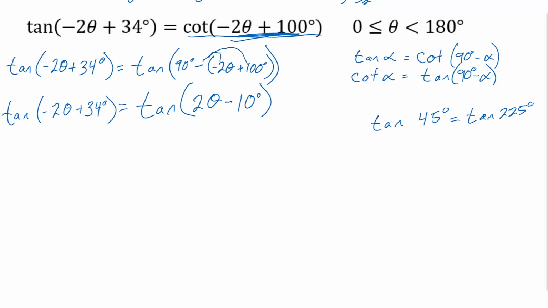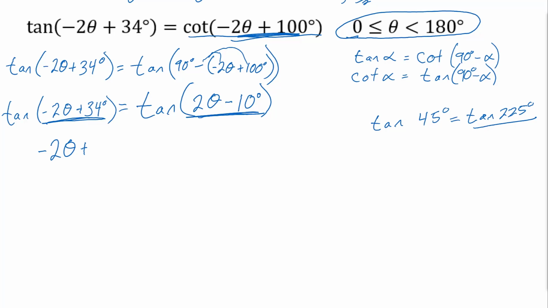So this next trick I'm going to use would not work if it weren't for the restriction that they gave us. They said everything has to be between 0 and 180. And if the angle is between 0 and 180, there's only one angle for each tangent value. Notice this tangent 225 is outside of this realm. So I can safely say that if tangent of one thing equals tangent of another, then these two inputs have to be the same.